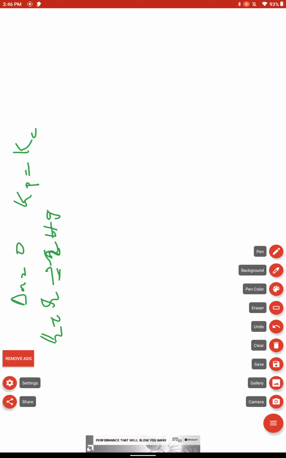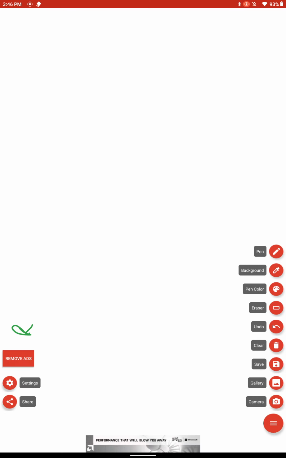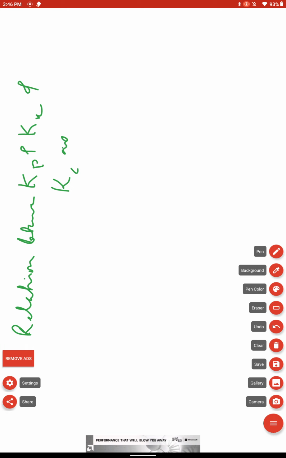ഇനി ഹൗ വി ക്യാൻ റിലേറ്റ് Kp ആൻഡ് Kc ആൻഡ് Kx അതുകൊണ്ട് നോക്കാം. ഹൗ വി ക്യാൻ റിലേറ്റ് Kp ആൻഡ് Kx. Relation between Kp, Kc and Kx.